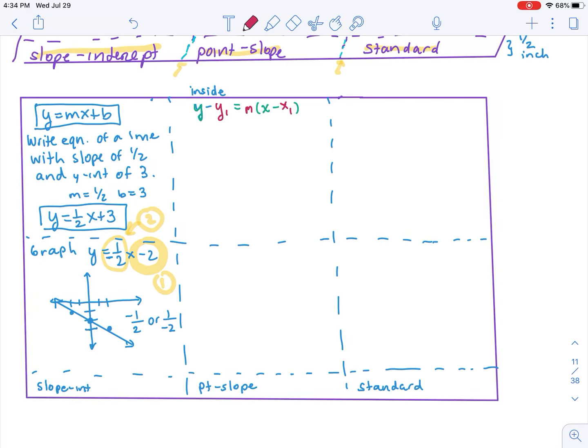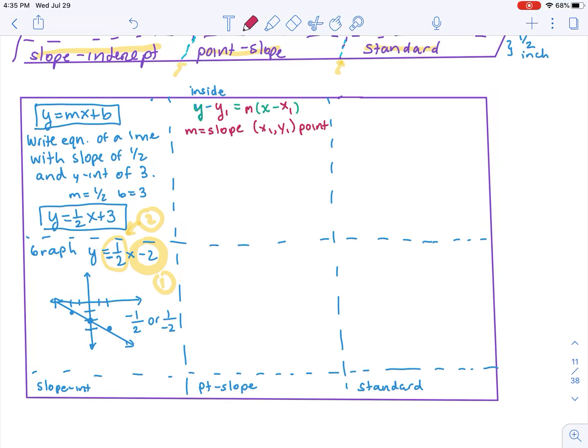these are numeric values that you're eventually going to substitute in. M is still slope. X1 and Y1 is any point on the line that we're trying to find the equation of, or that we're given to plot and then to graph the line.